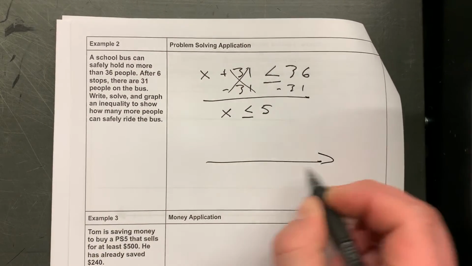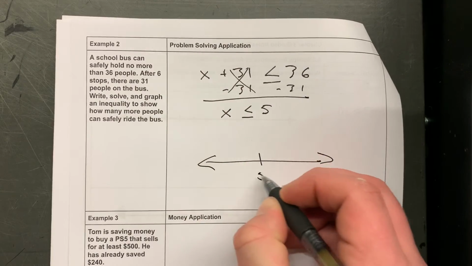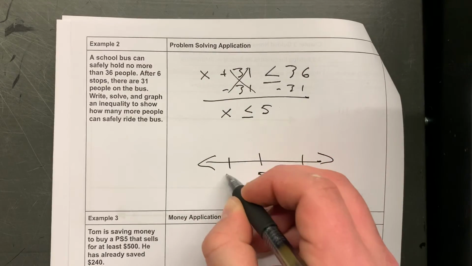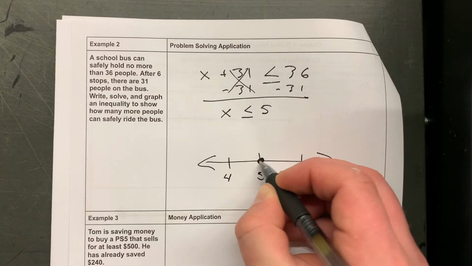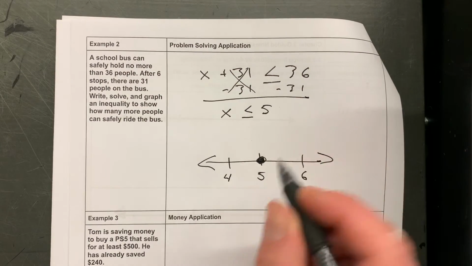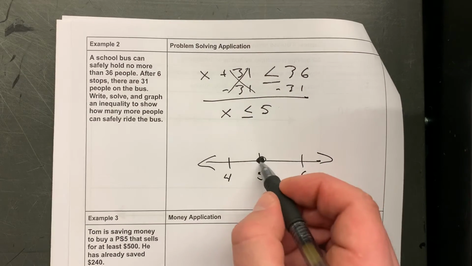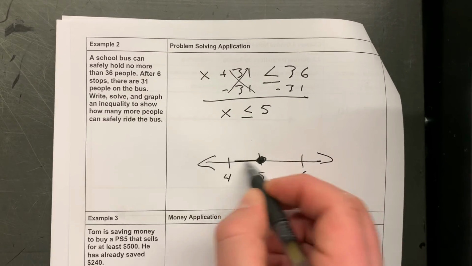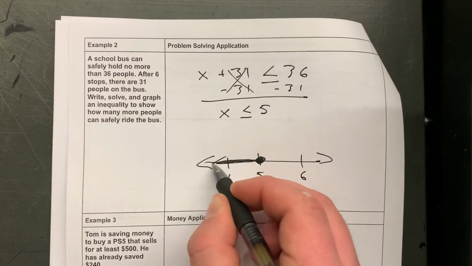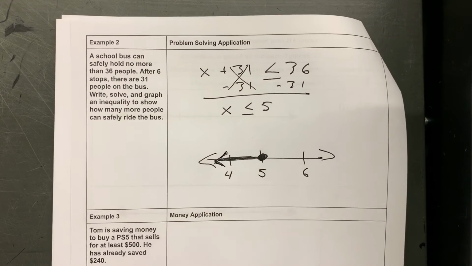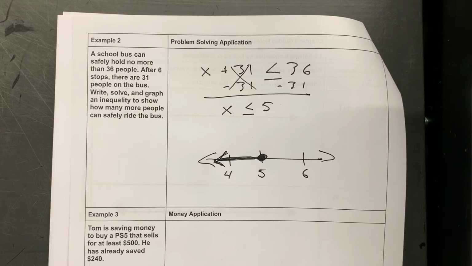So we're going to graph showing that only 5 people or less can join the bus. Since it's less than or equal to 5, our circle is going to be filled in, and it has to be less than, so I'm going to go to my left. L for less and L for left. Not too complex there.